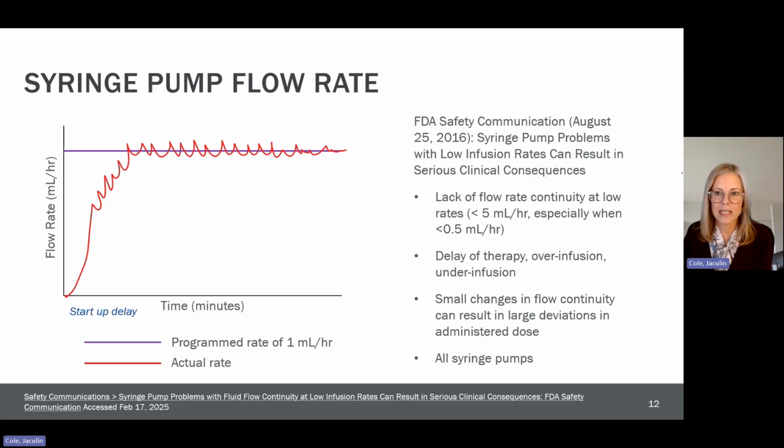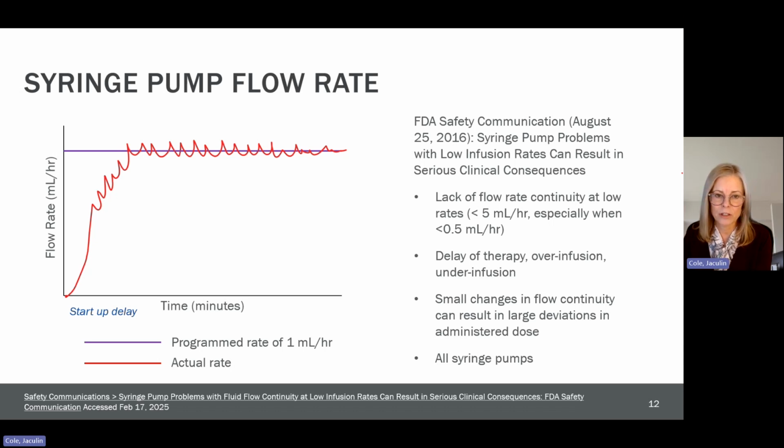The FDA recognized that flow rate continuity is a challenge at low flow rates, and they issued a safety communication in 2016 entitled, "Syringe pump problems with low infusion rates can result in serious clinical consequences." And the FDA shared this communication with syringe pump manufacturers, and they asked them to share with customers as well as to update any labeling to inform users of flow continuity concerns.